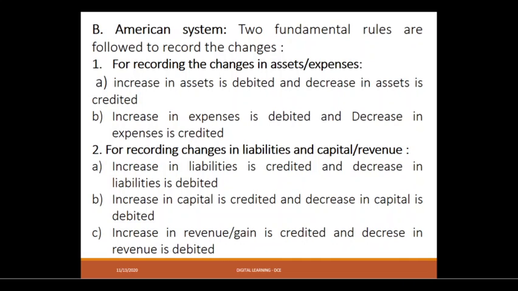Next one, for recording changes in liabilities and capital or revenue. Increase in liabilities is credited and decrease in liabilities is debited. Increase in capital is credited and decrease in capital is debited. Last one, increase in revenue or gain is credited and decrease in revenue is debited. This comes under the American system.